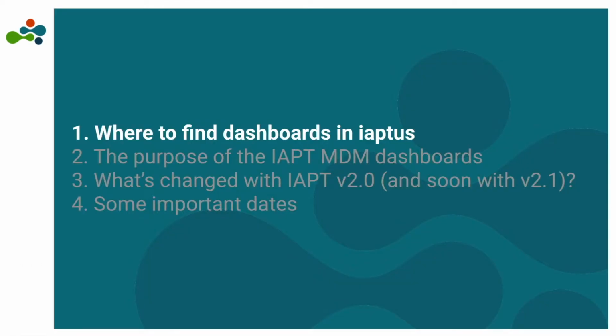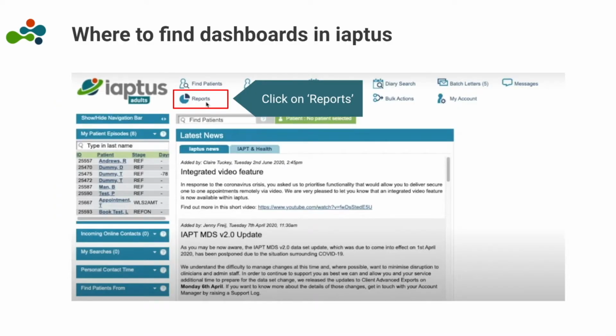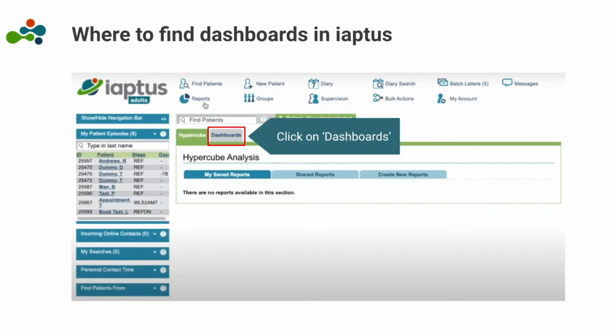So starting with where to find dashboards in iaptus. This will be common knowledge to a lot of you, but for those of you who are perhaps new to your role or less familiar with this aspect of iaptus reporting, here's a quick run through. Firstly, go to the header at the top of the page and you'll find a button for reports. Click on reports and there you'll find two tabs available, Hypercube and dashboards. If you don't see the dashboards tab, please contact your super user and request permission.